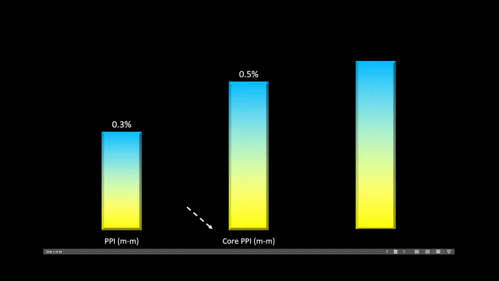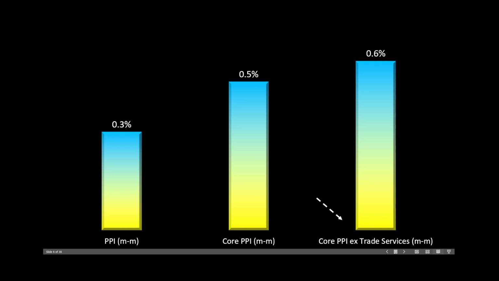The core PPI, which excludes food and energy, increased this month by 0.5%, and this is a standard figure usually discussed when speaking about wholesale prices. However, for some reason this month, many publications chose instead to report on a variation of core PPI, which also excludes trade services. And this month rose by 0.6%.